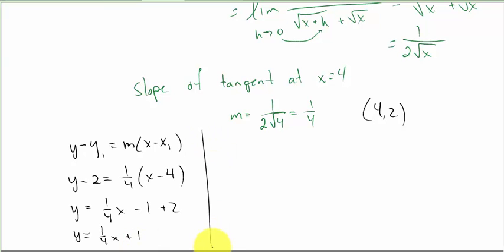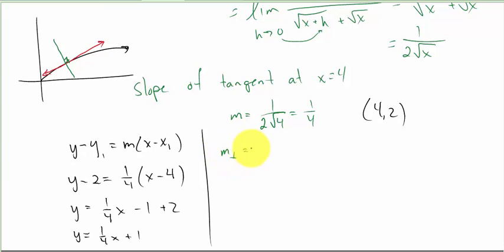Now this problem also asks for the line that's normal to the curve. What does that mean? So there's our square root graph. That's roughly the equation we just found. The line that's normal to that would be perpendicular to the tangent. It's perpendicular to that curve at that instance. So, do we remember what the slope of perpendicular lines are? Well, if m is 1/4, the slope of the perpendicular would be the opposite reciprocal.